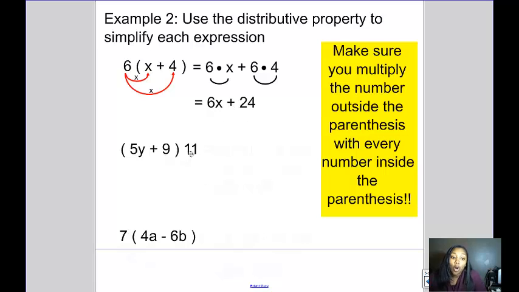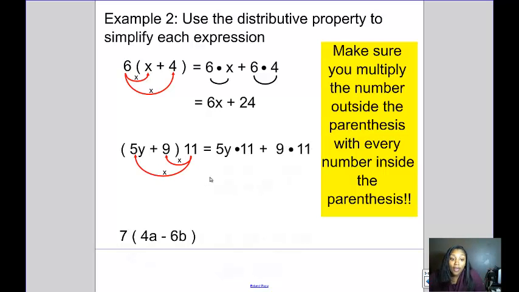Even if the whole number is on the right side of the parentheses, meaning it's behind the parentheses instead of in front of, you're still going to use the distributive property because this still shows that I'm taking what's in the parentheses and multiplying it by 11. So I'm still going to use the same process. I'm going to multiply the 11 with everything inside the parentheses. So I'm going to do 11 times 9, and then I'm going to do 11 times 5y, which gives me 5y times 11 plus 9 times 11.